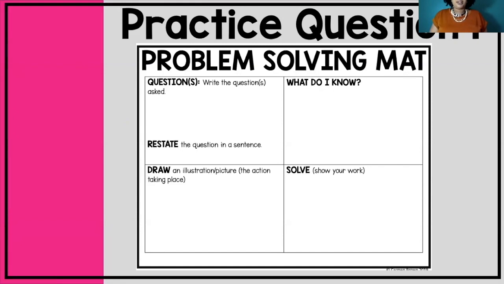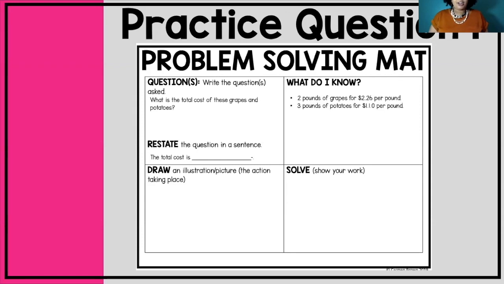So my question asks, what is the total cost of these grapes and potatoes? Now I need to restate that question into a sentence with a blank. So the total cost is blank. I'm going to fill in that blank with my answer when I finish. Next, I'm going to write what I know.